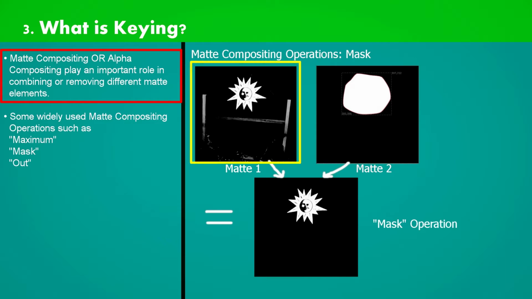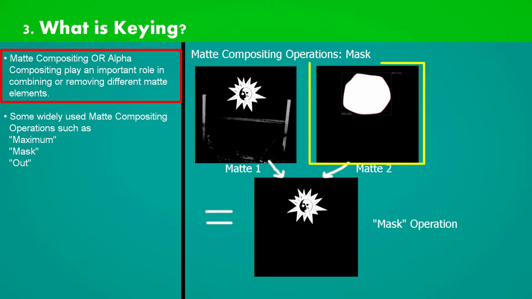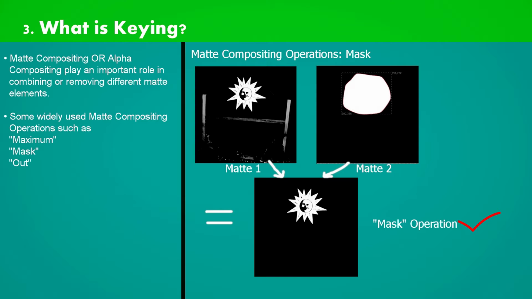On the first image, which is matte 1, we have the sunshine key and also an unwanted region which is not part of this matte. On the second image, we have the garbage matte. So using matte compositing operations like mask, we have successfully retained only the sunshine region that we need, removing the unwanted region. Some of the widely used matte compositing operations are mask, as we saw recently, out, as well as max, which is maximum.